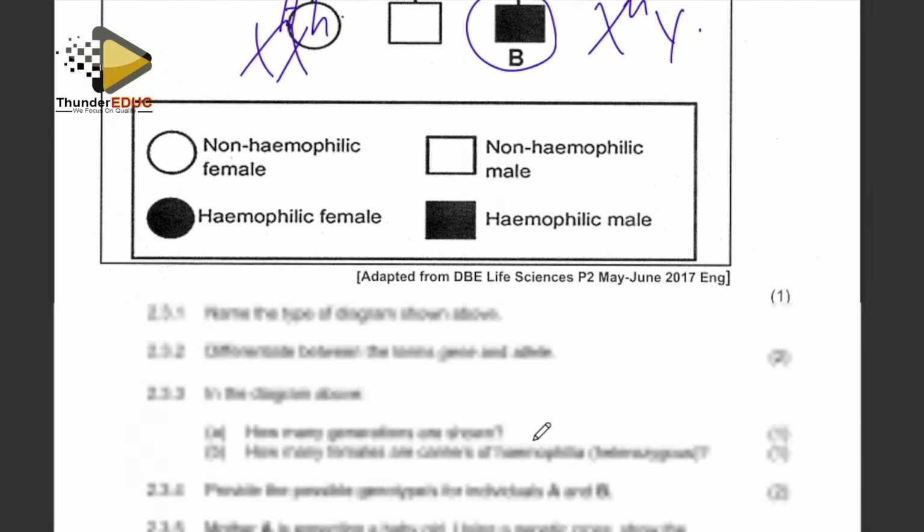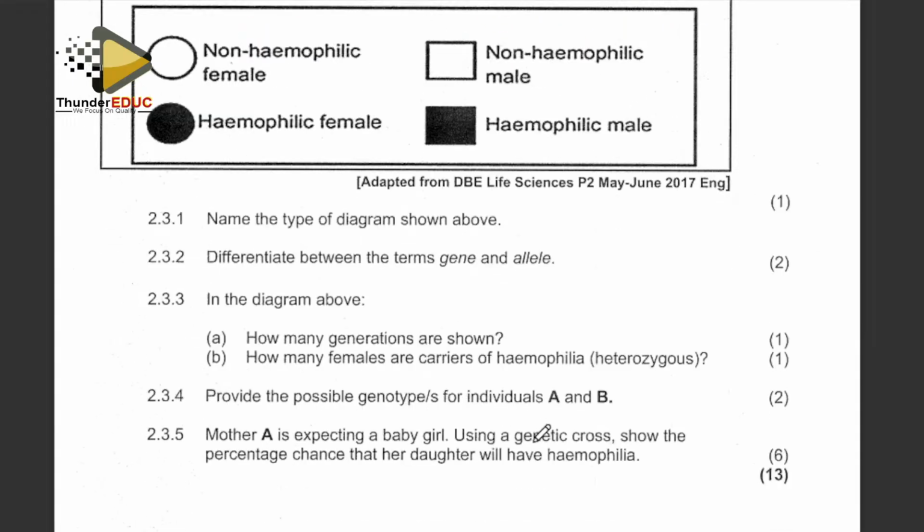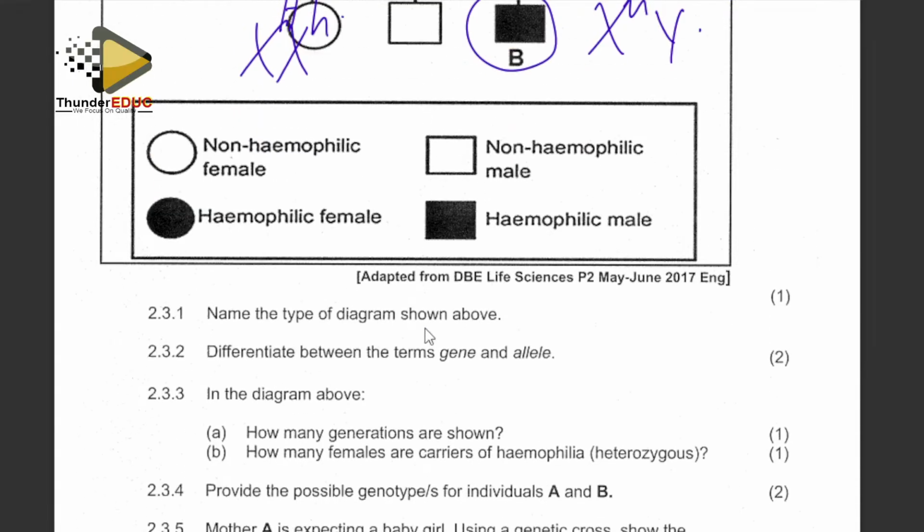They're saying name the type of diagram represented above. We call it what? Pedigree. Differentiate between the term gene and allele.